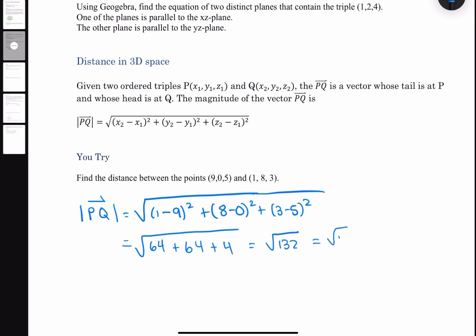That is equal to the square root of 4 times the square root of 33. So that is 2 square root 33. So that's the magnitude of that vector. That's one thing we can do in three-dimensional space.